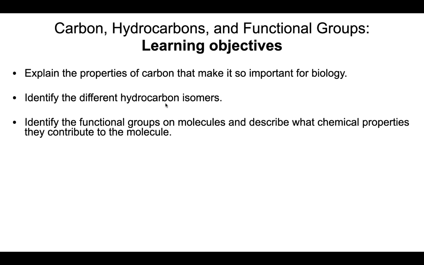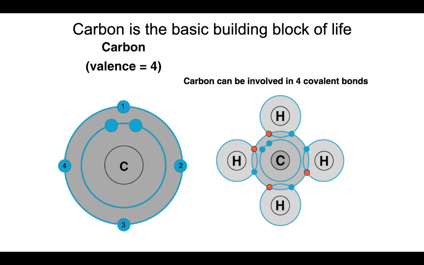So how can a molecule made up of nothing more than hydrogen and carbon make up so many different types of structures? And finally, I want you to be able to identify the functional groups on molecules and describe what chemical properties these functional groups contribute to that molecule. So let's start with carbon.